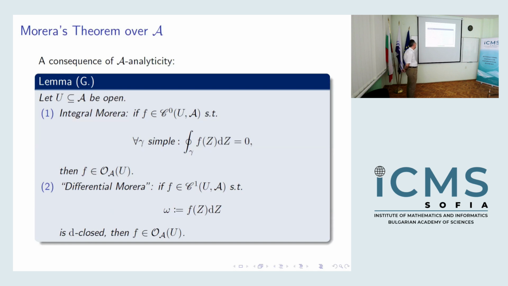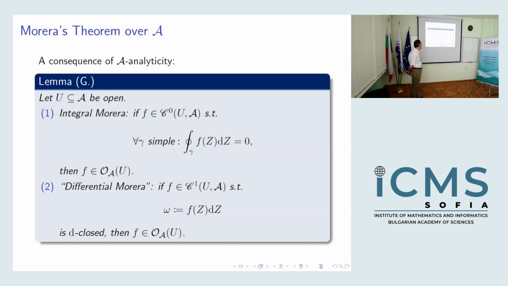A consequence of analyticity is two types of converse results. So the first one is kind of the integral Morera. The first converse result is that if f is continuous and vanishes on all, let's say, piecewise smooth simple curves, so we can negotiate on the regularity and so on. If these integrals vanish, then f is holomorphic, just like in the complex plane.